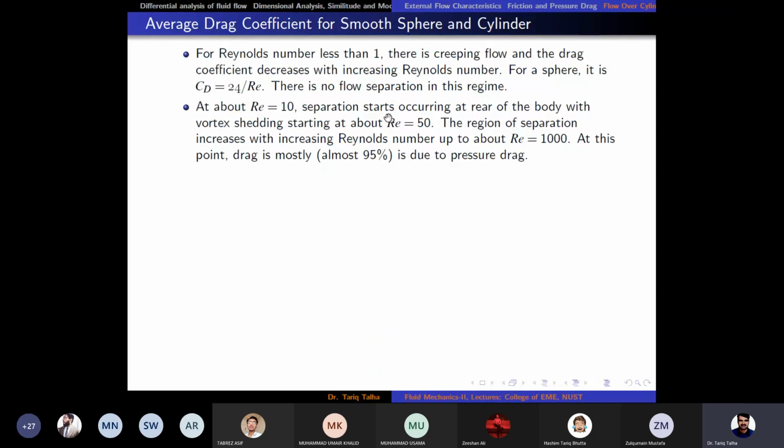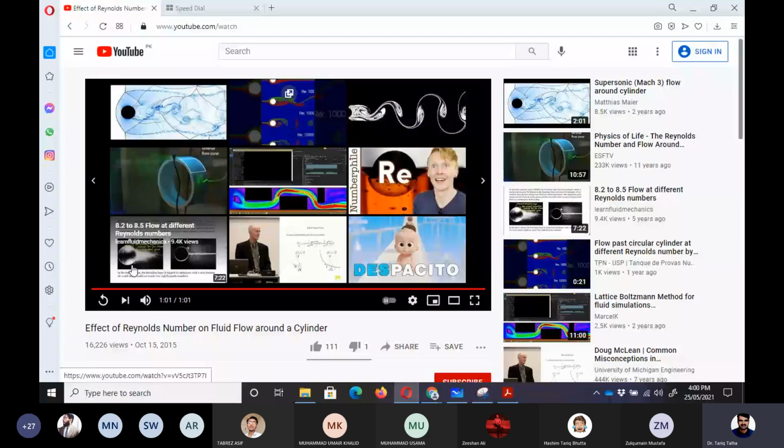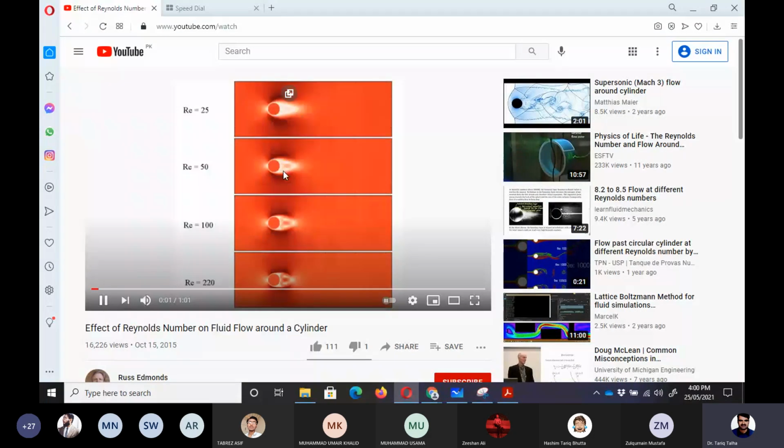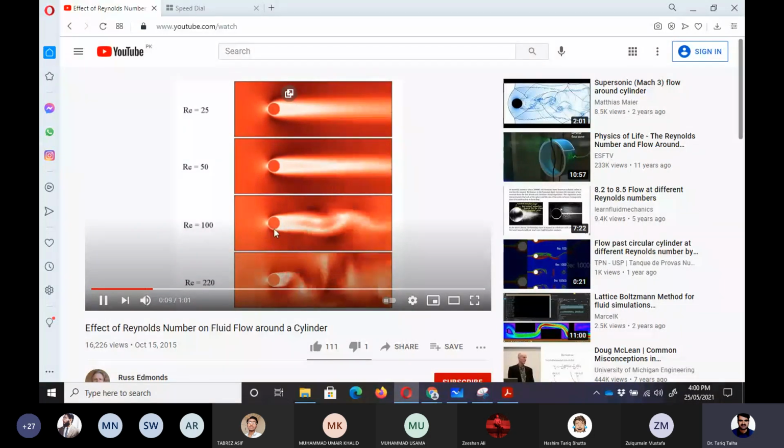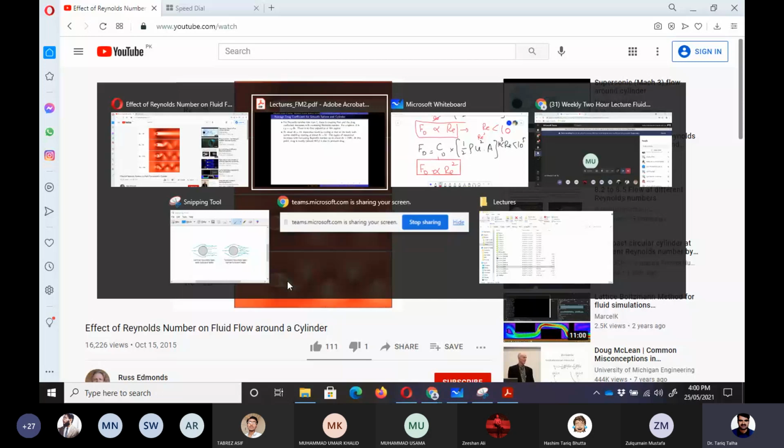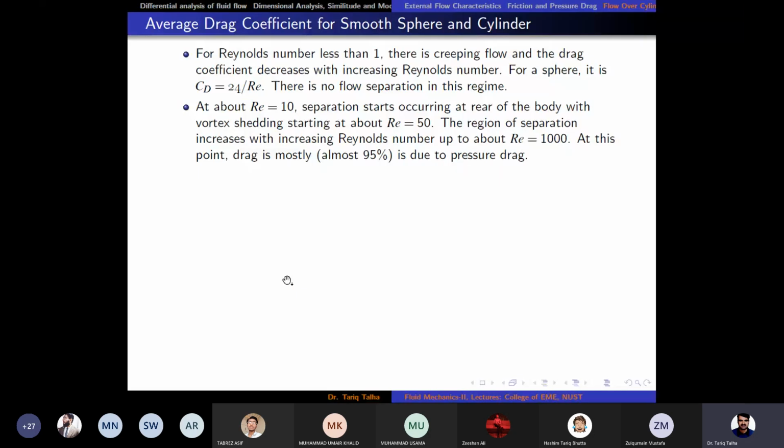Then at Reynolds number 15, there would be von Karman shedding, as I tried to explain by running this animation. The von Karman shedding starts at Reynolds number 50, and when we increase the Reynolds number, the frequency of shedding keeps increasing, so more vortices would be shed. So that is one thing. And then at Reynolds number 1000, the drag is predominantly due to pressure drag, because there would be flow separation.